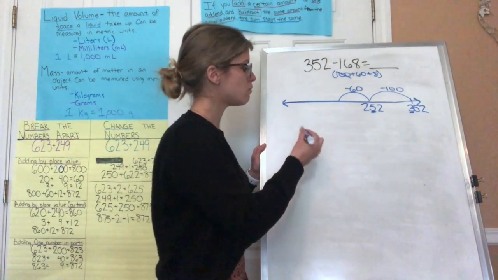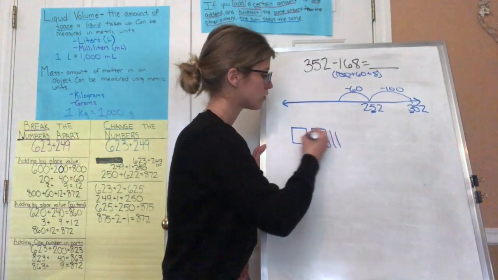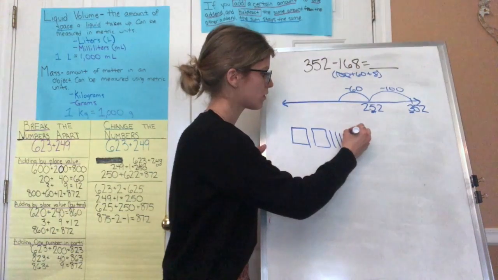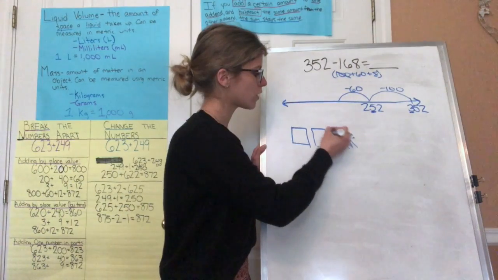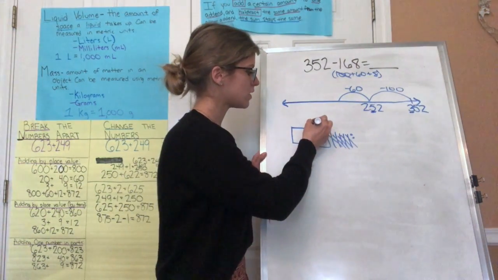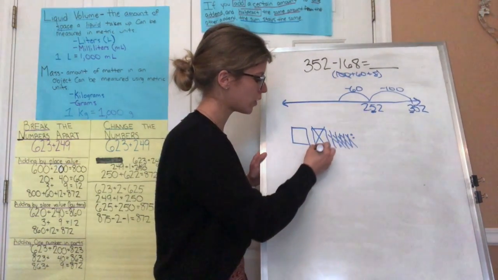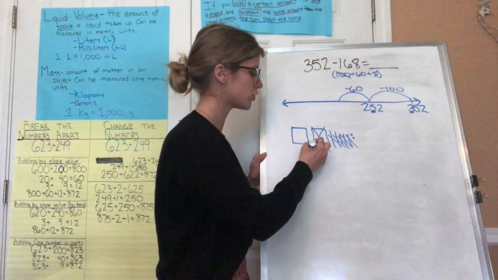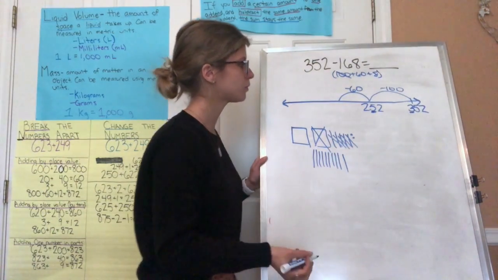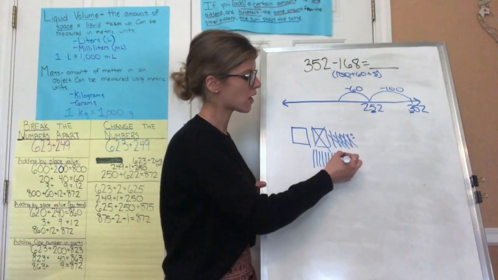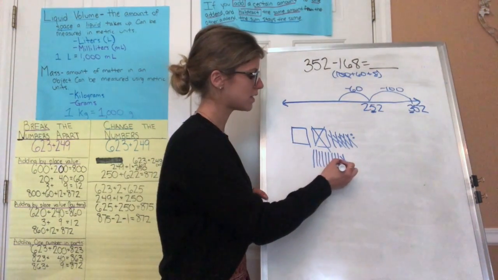What I can do is draw this out and draw 252. 200, 1, 2, 3, 4, 5. And then I'm going to take away 60. So minus 10, 20, 30, 40, 50. And then I need to take this 100 and regroup it into 10 tens, because 10 tens is equal to 100. So 1, 2, 3, 4, 5, 6, 7, 8, 9, 10. I already took away 50, so now I need to take away one more 10, so 60. So I have 192.